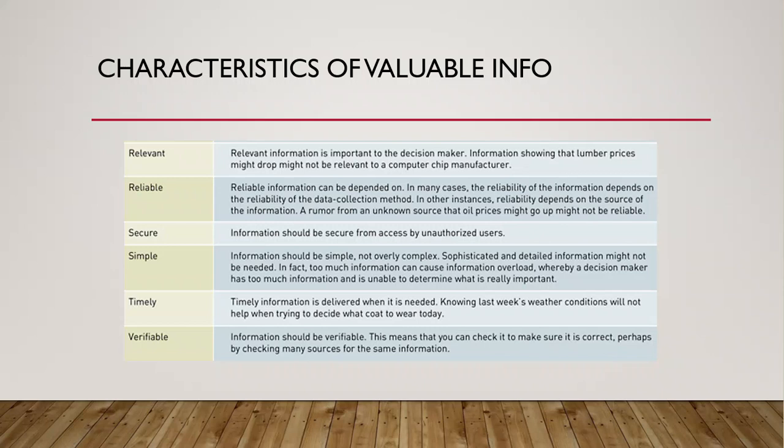Information should be simple, not overly complex. Sophisticated and detailed information might not be needed. Too much info can cause information overload, whereby a decision maker has too much information and is unable to determine what is really important. So if the information is too complex, it might be difficult for the decision maker to make decisions. Okay, timely. Timely information is delivered when it is needed. Knowing last week's weather conditions will not help when trying to decide what coat to wear today. Okay, meaning the information we get needs to be in a timely manner.